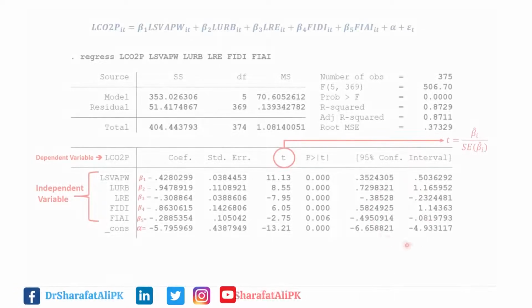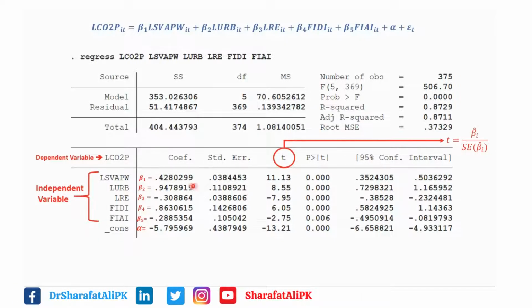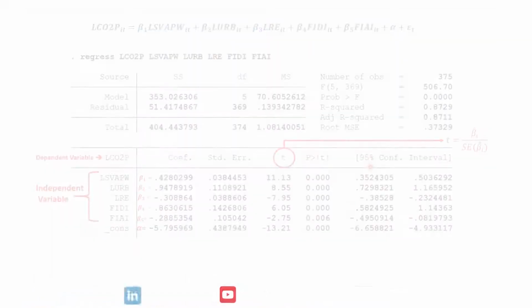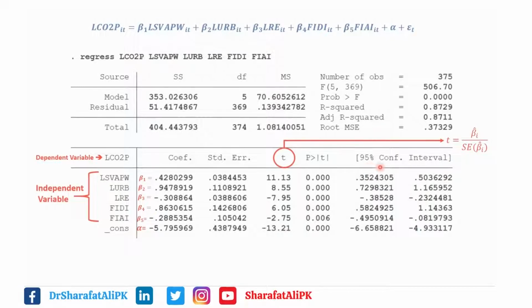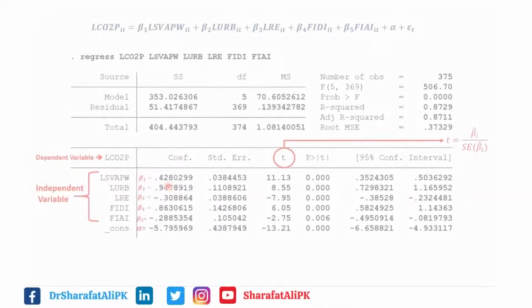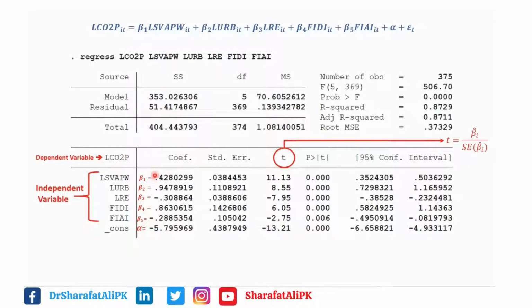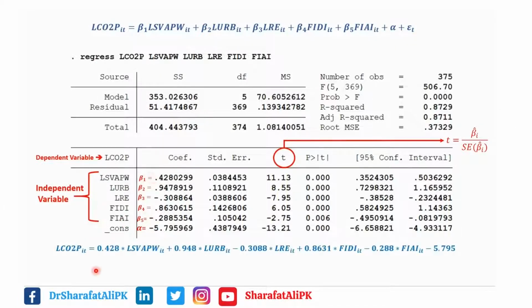The last two columns shows the confidence intervals of these estimators, and it is estimated as a 95% confidence interval. It means at 95% confidence interval, we are sure that the values of these estimators would lie between these minimum and maximum value. We can summarize the results of these regressions in an equation just like this.